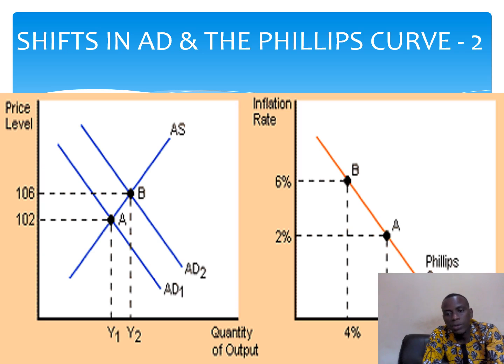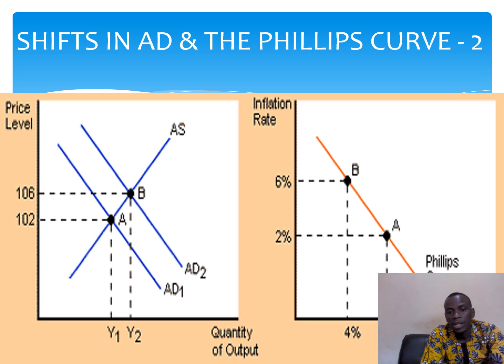So now at our new equilibrium point B, the price has increased to 106, which is inflation, and output increases from Y1 to Y2. This leads to movement alongside the Phillips curve from point A, which had an interest rate of 2 and a high unemployment rate, to point B with an unemployment rate of 4, which has reduced, and a higher inflation rate.